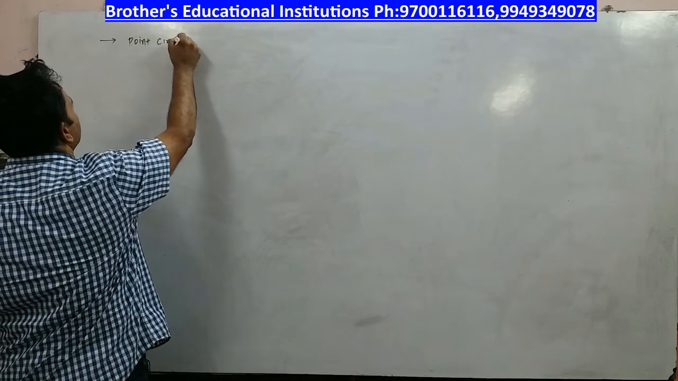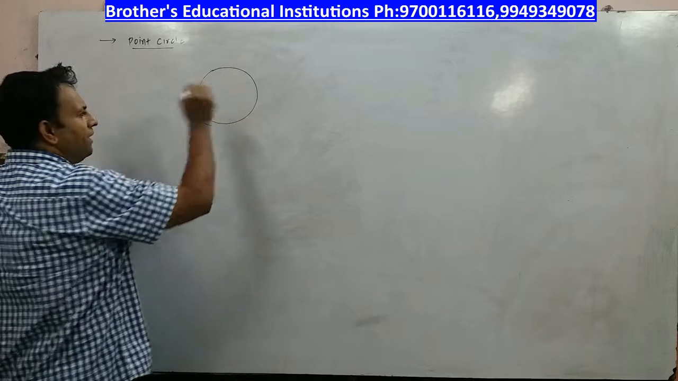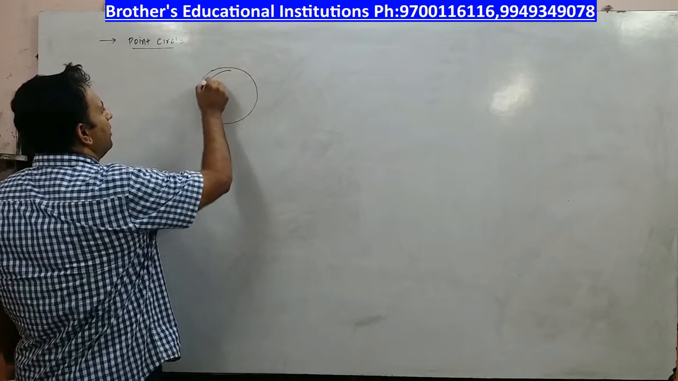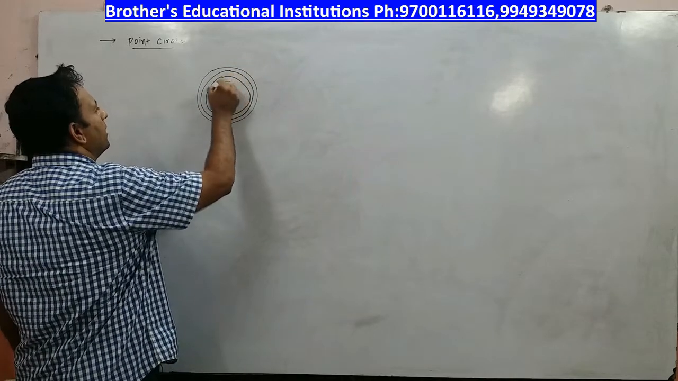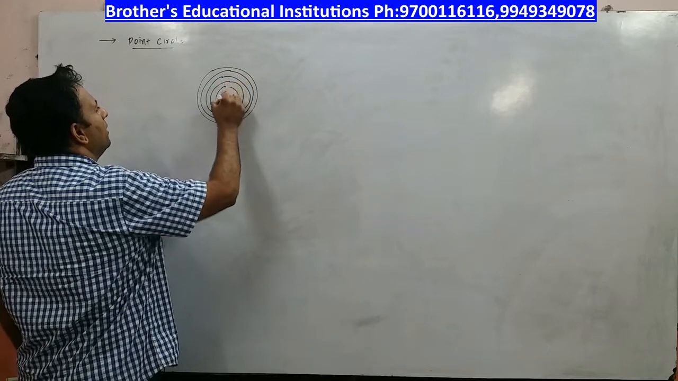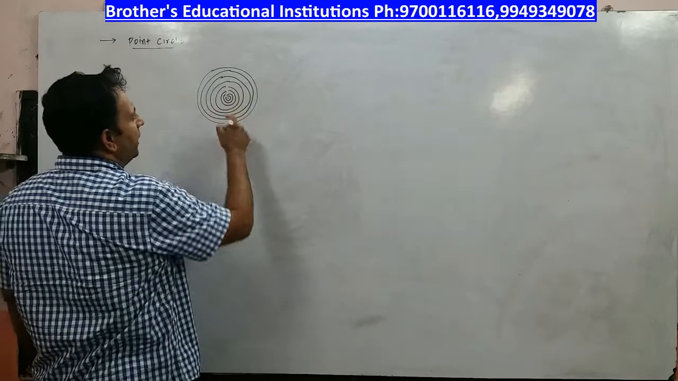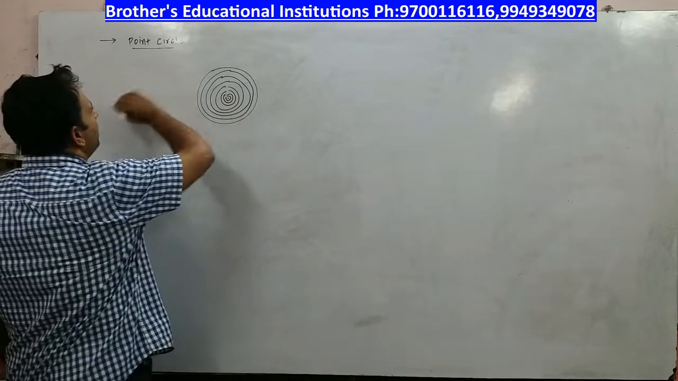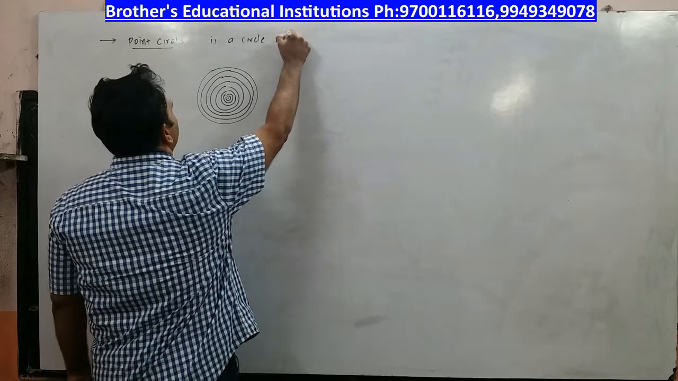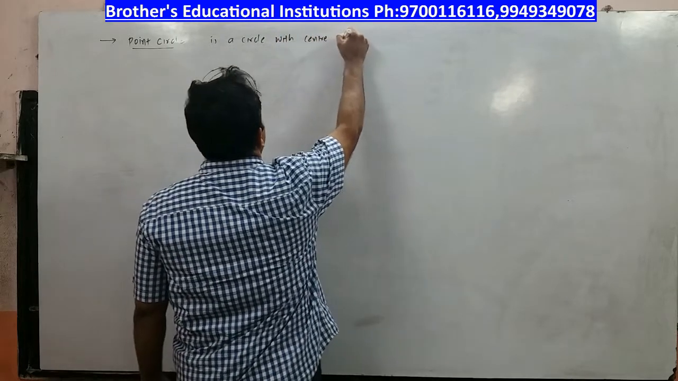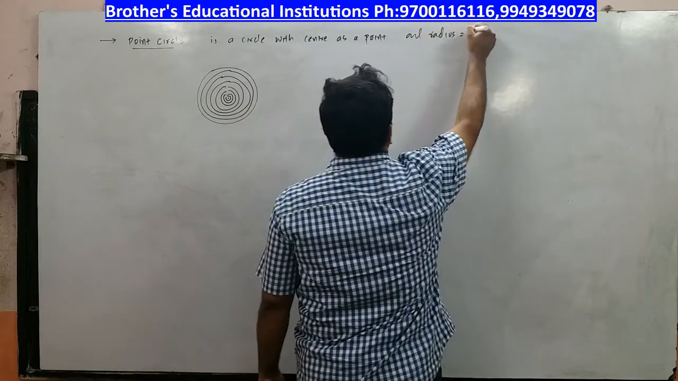Point circle. Now what is a point circle? Very simple concept. This is a circle with definitely some radius. Now I will reduce the radius. What is happening to this when I reduce it? It is coming down, down. Ultimately, the radius is shrinking and it will end at a point. So what happens to the radius? The radius becomes 0. So what do you mean by point circle? A point circle is a circle with center as a point, and radius equal to 0.